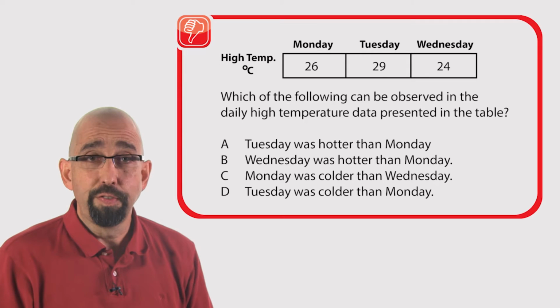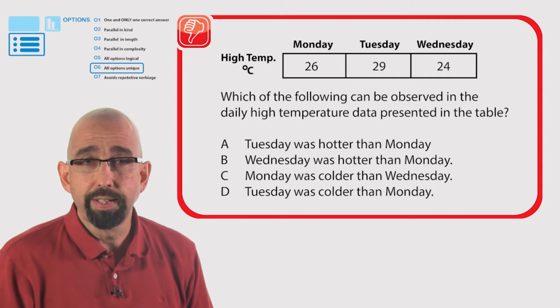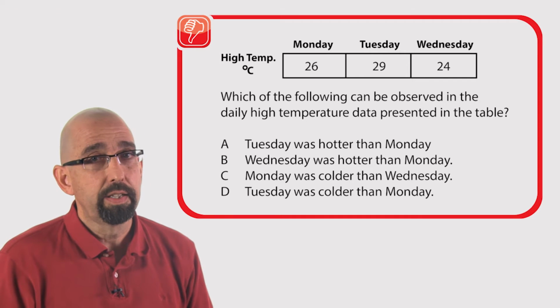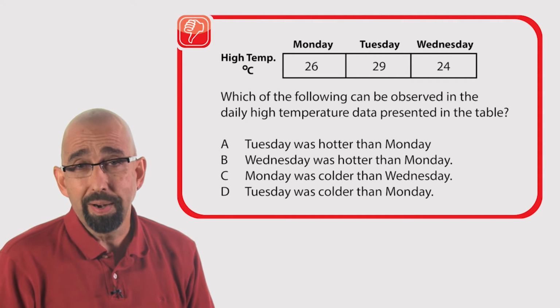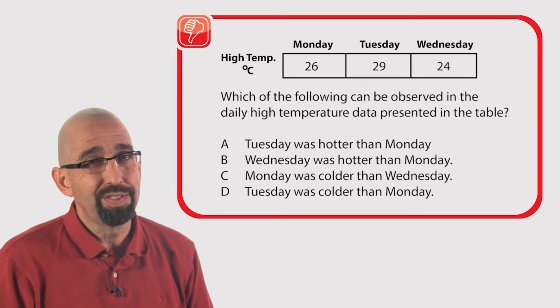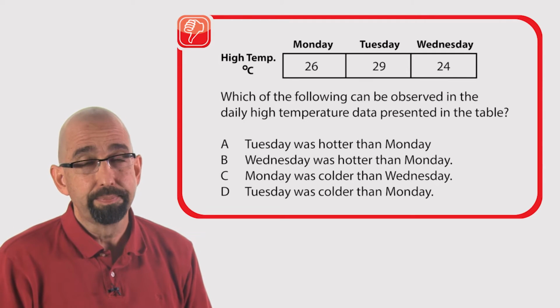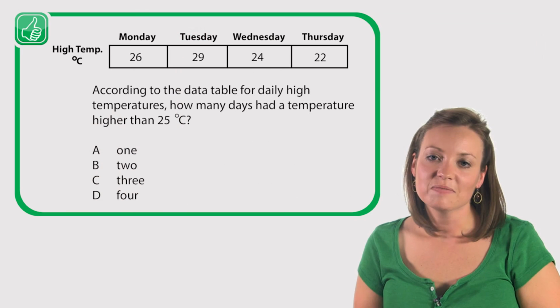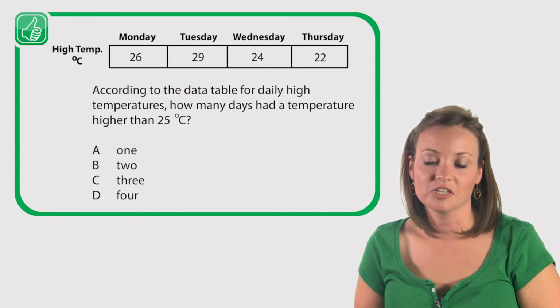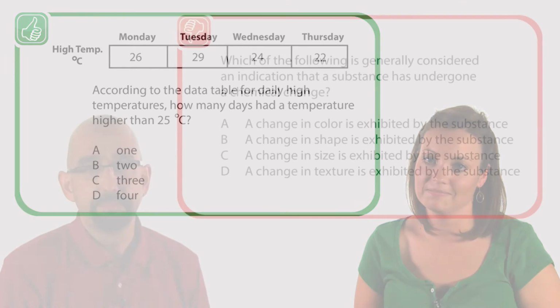This example fails at criterion O6, all options unique. Because of the limited data set, this limited the number of possible comparisons, so the test writer had to repeat options. Notice how C is just a restatement of B. This example is improved by increasing the number of data and by rephrasing the question to allow for more possibilities.